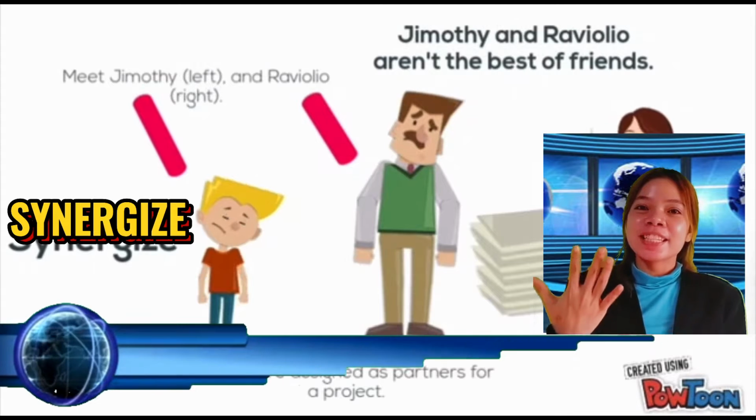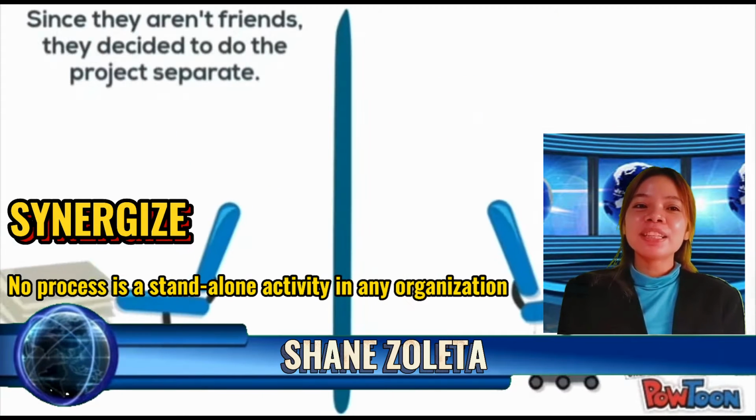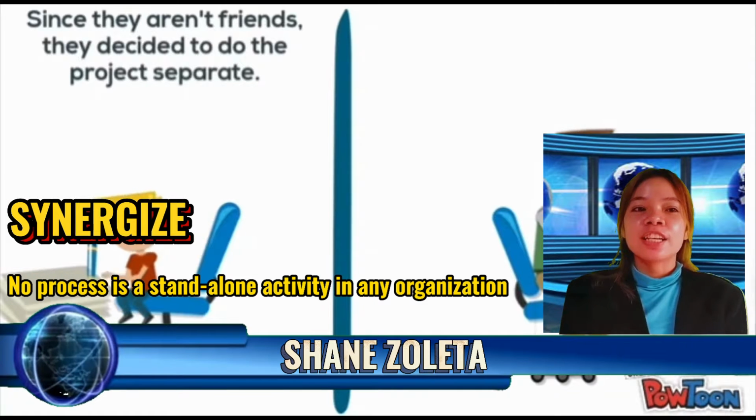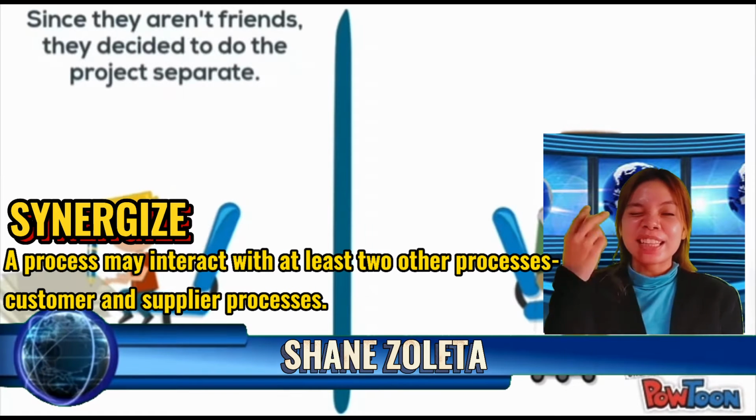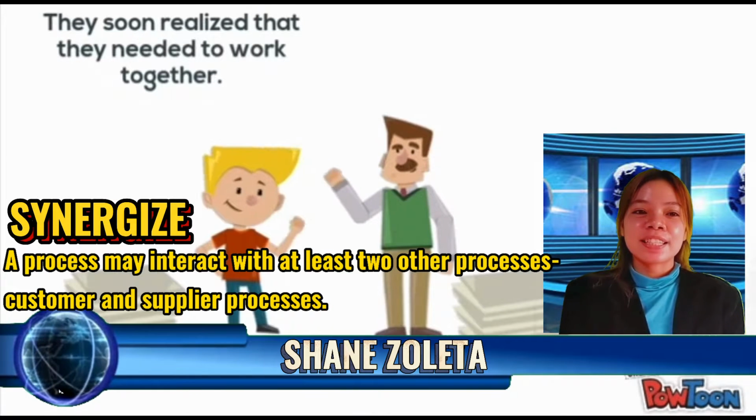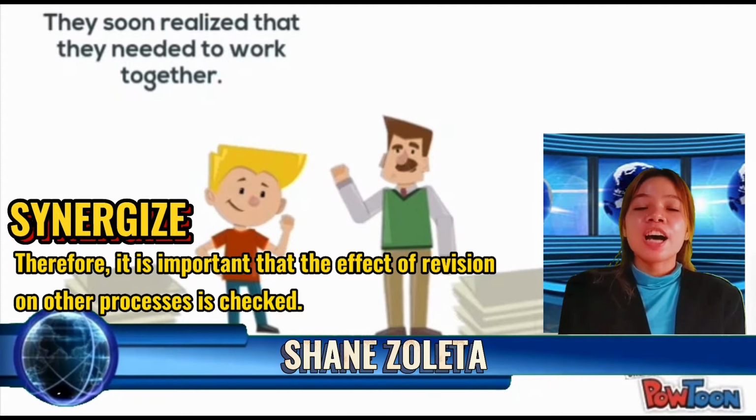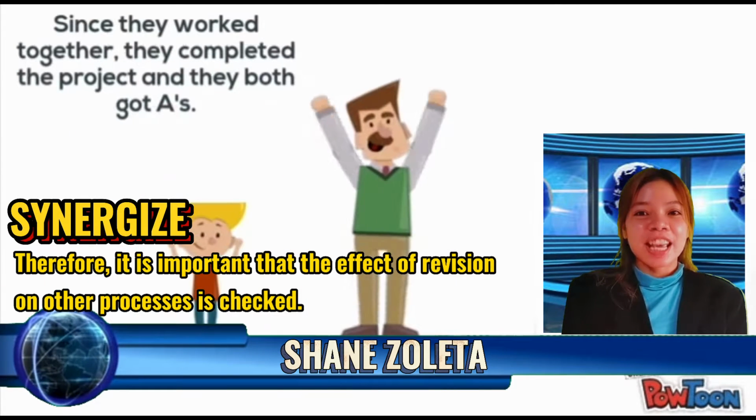The fifth S is synergize. No process is a standalone activity in any organization. A process may interact with at least two processes, customer and supplier processes. Therefore, it is important that the effect of revision on the processes is checked.